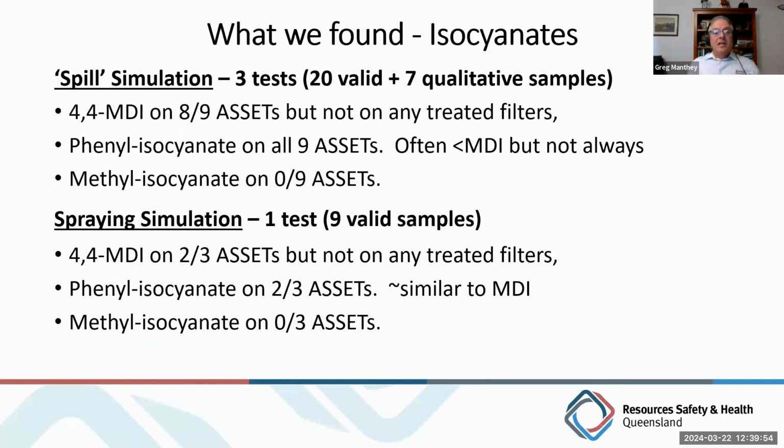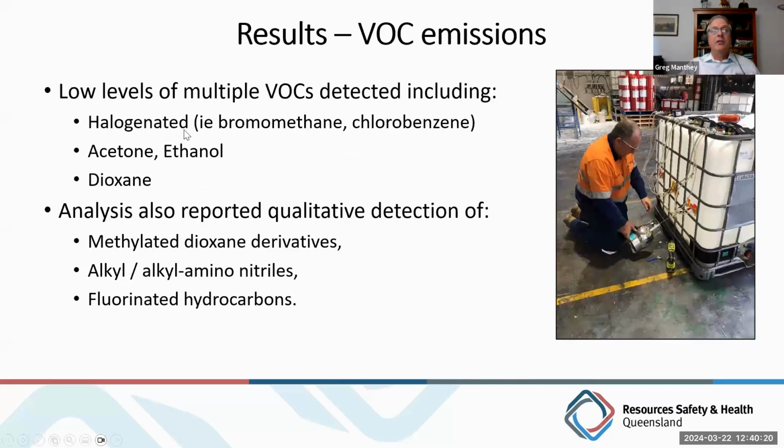In the spill testing, pretty much the same, although the key here is that 4,4-MDI was found on all the assets, but not on any treated filters. So as the concentration reduced, the asset samplers were more precise than the treated filters. You can see that on this one here and one below.